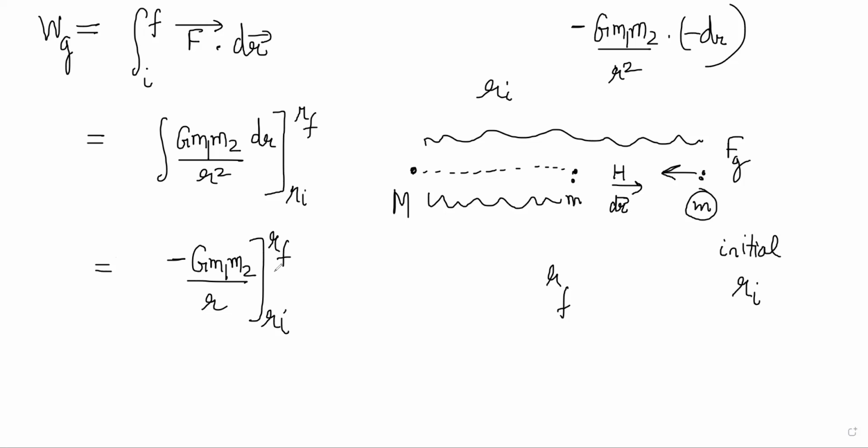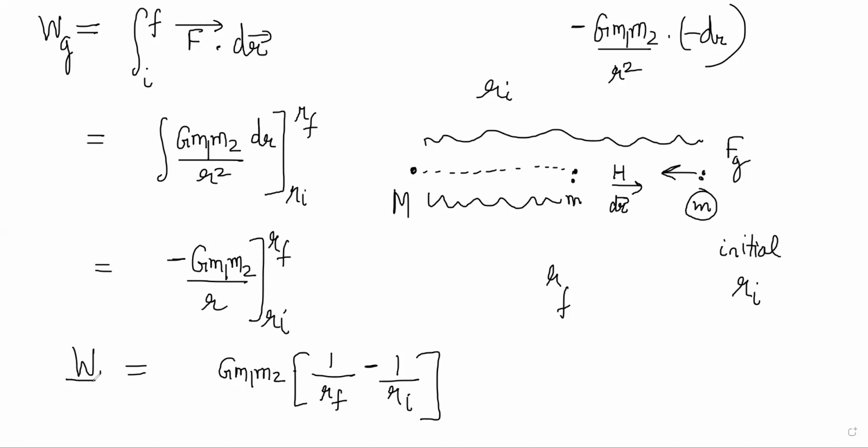When you put this, you should not put a minus sign because the final answer has to be positive. So you can just say G m1 m2 times 1 by, which direction makes it positive? 1 by Rf, 1 by Ri minus 1 by Rf, right? No, that will make it negative. So it will be 1 by Rf minus 1 by Ri. This will be the work done, right?